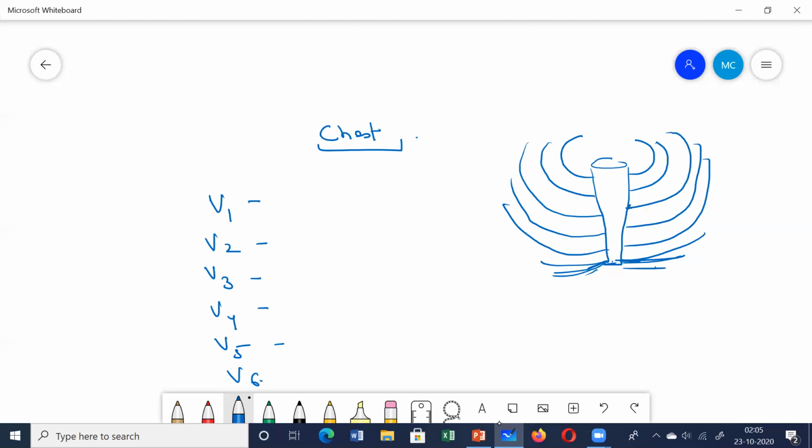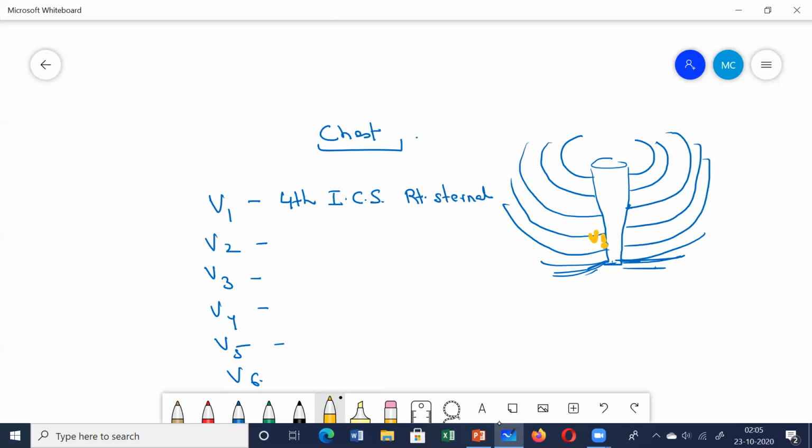So where is the lead V1 placed? V1 is going to be placed in the fourth intercostal space at the right sternal border. So remember, fourth intercostal space, right sternal border. This is your right sternal border. First, second, third, fourth. Somewhere here it is going to be placed. So here you are going to place your V1.